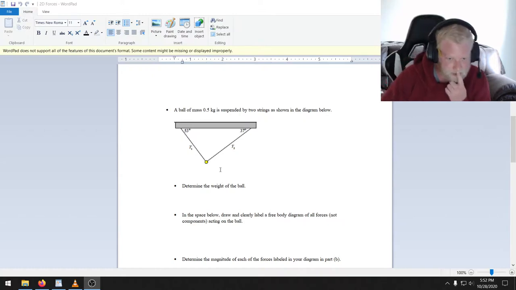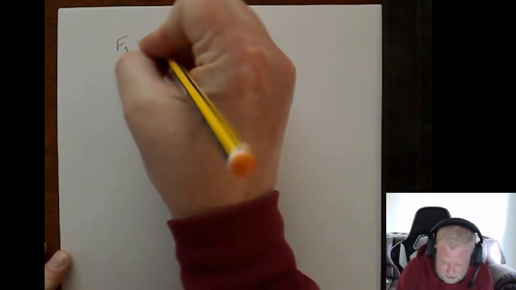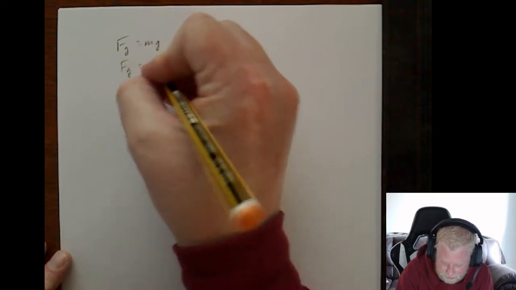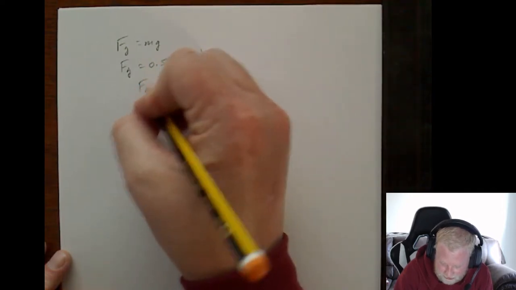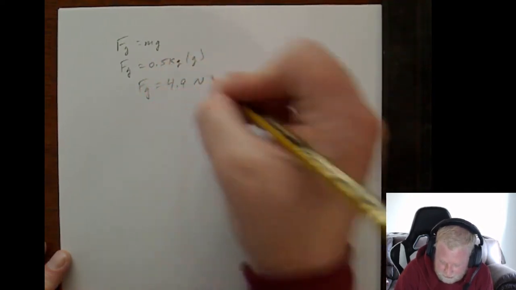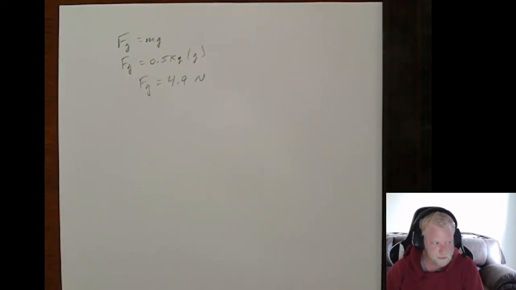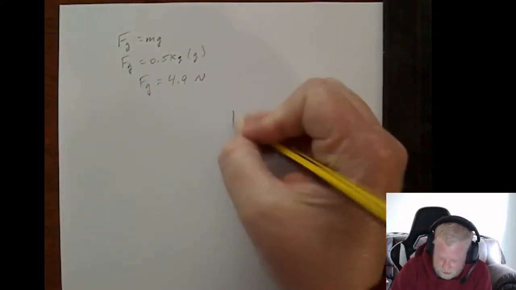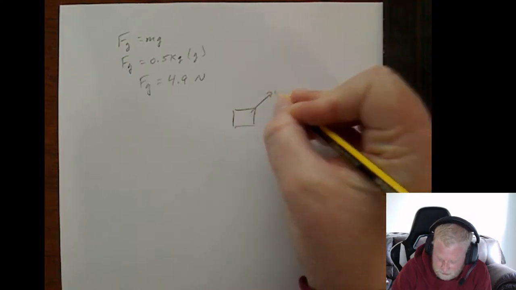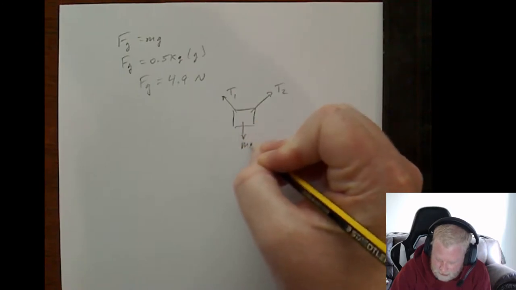Now, the first thing they want us to determine is the weight of the ball. Well, the weight of the ball is easy enough, right? Fg equals mg. So Fg equals 0.5 kilograms, the given mass of the ball, times g, your acceleration due to gravity, so Fg equals 4.9 newtons. Second thing they want us to do is a free body diagram. So you got your ball, you got tension 2, you got tension 1, and you got mg.